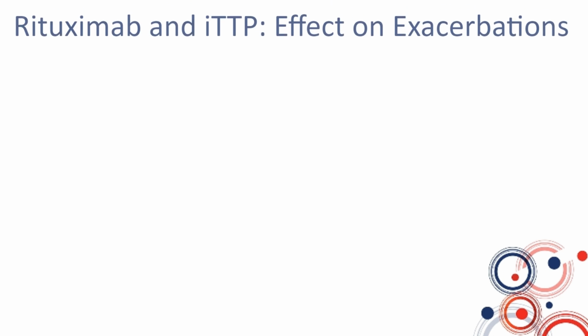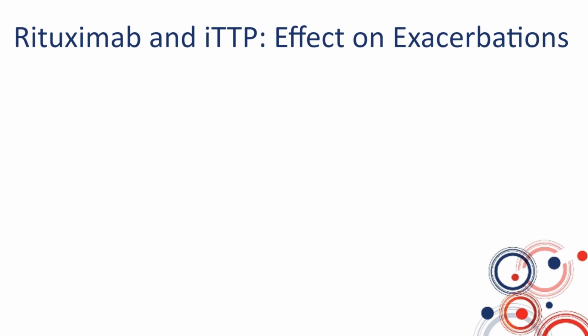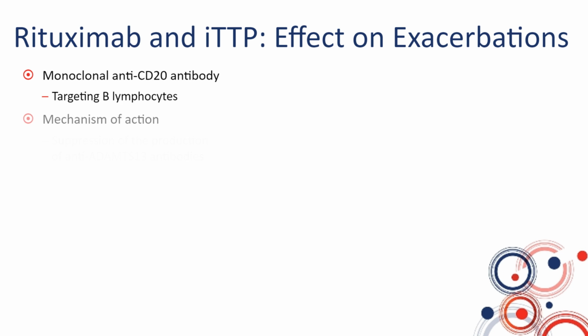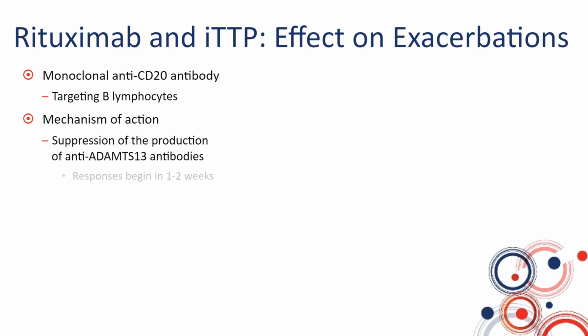There have been several studies looking at different immune suppressive therapies, including cyclosporin, steroids, and rituximab, to see if there is a clinical effect on decreasing exacerbations. Rituximab is used, and we'll talk more about this in preventing relapses, but rituximab is a monoclonal anti-CD20 antibody that targets B lymphocytes that produce these anti-ADAMTS13 antibodies. The intent is to suppress the production of the anti-ADAMTS13 antibodies to result in the improvement of the ADAMTS13 activity, clearly to prevent relapse, but also to consider if this might impact exacerbations as well.